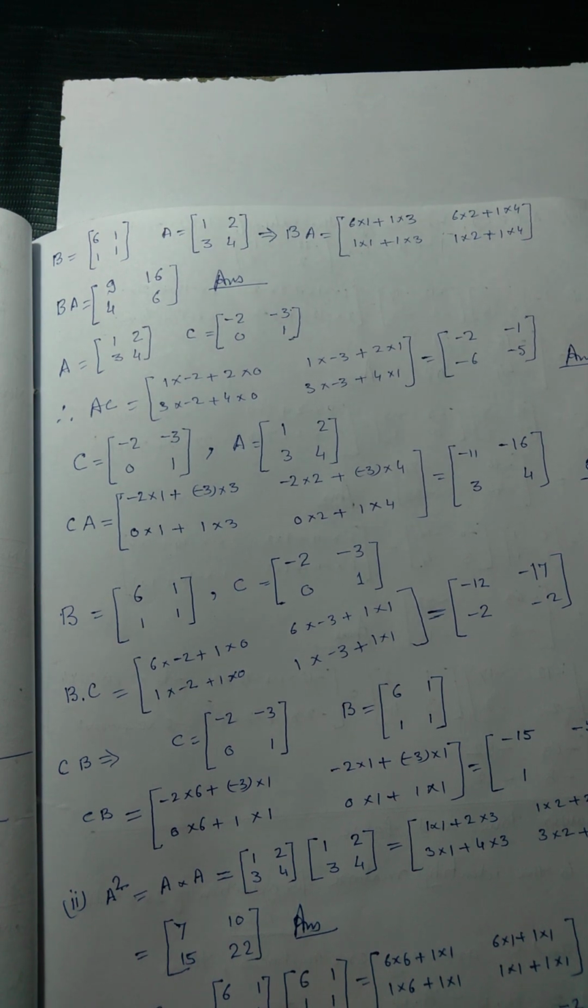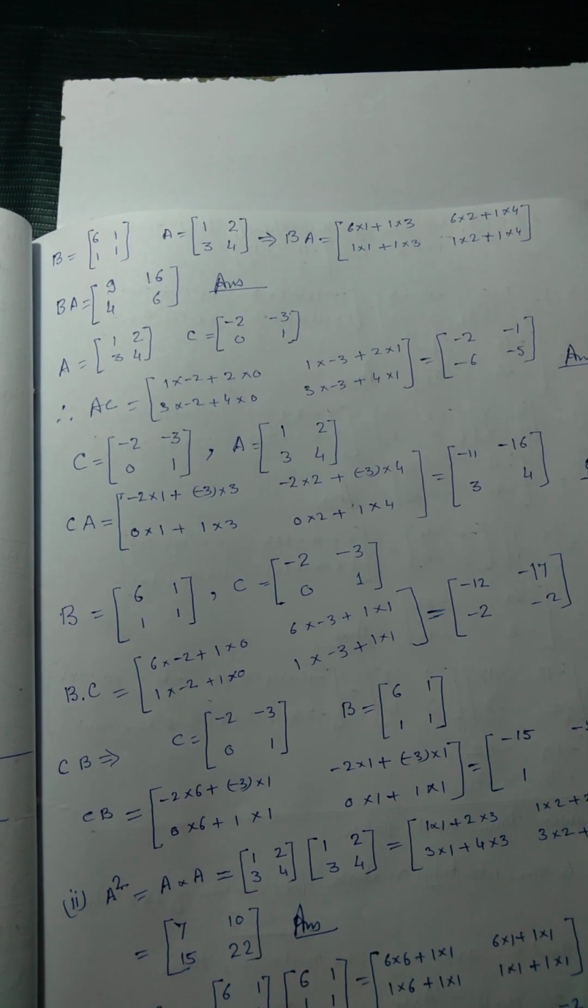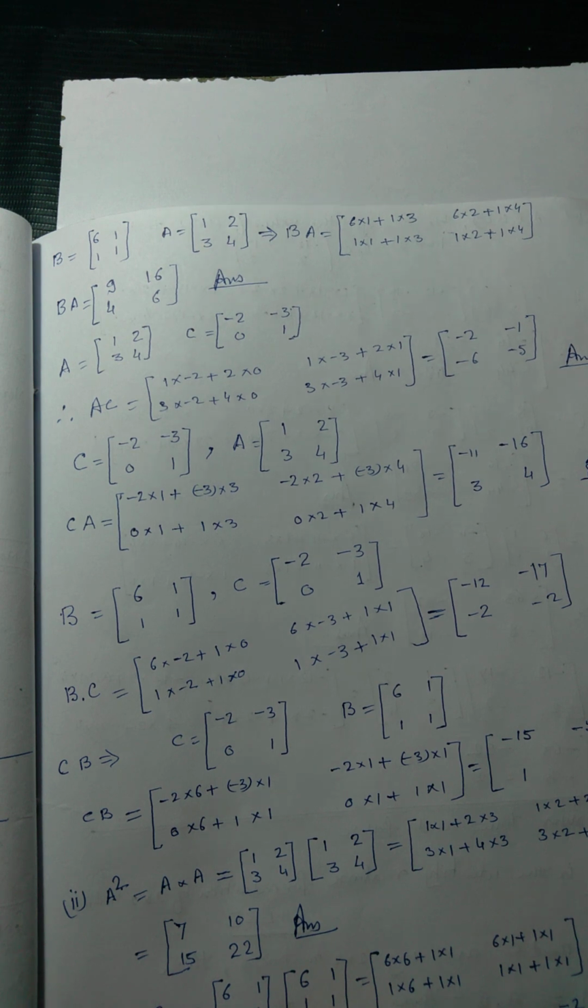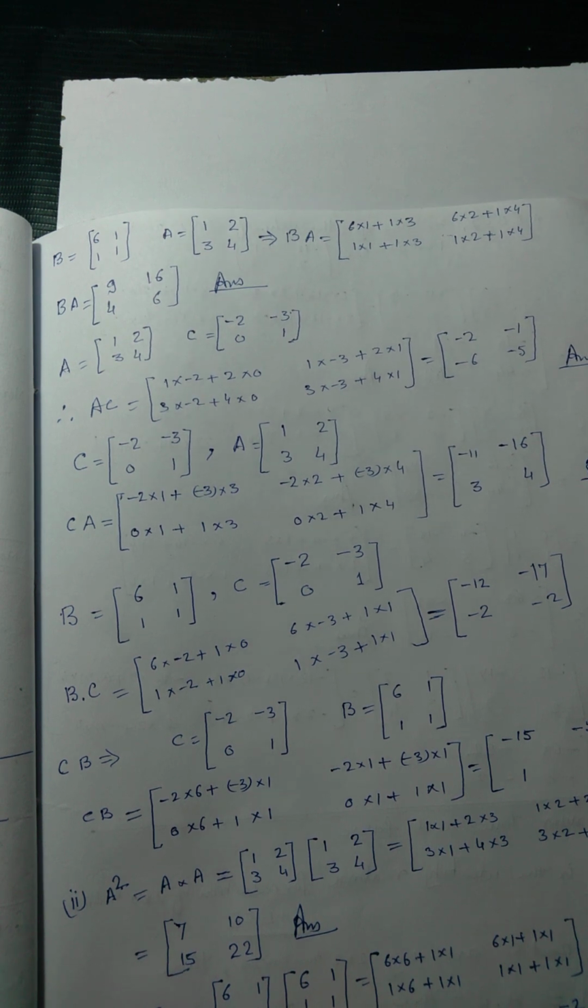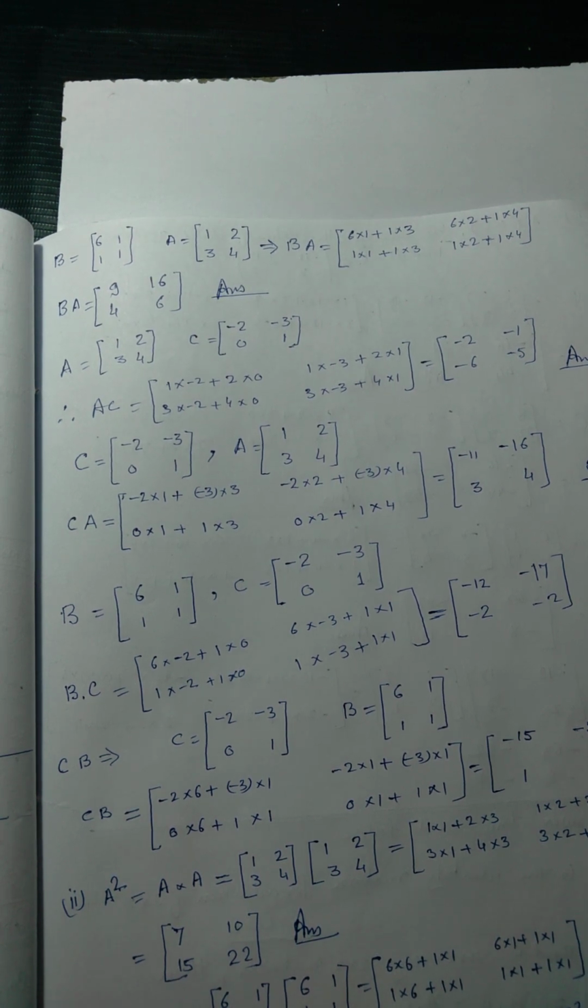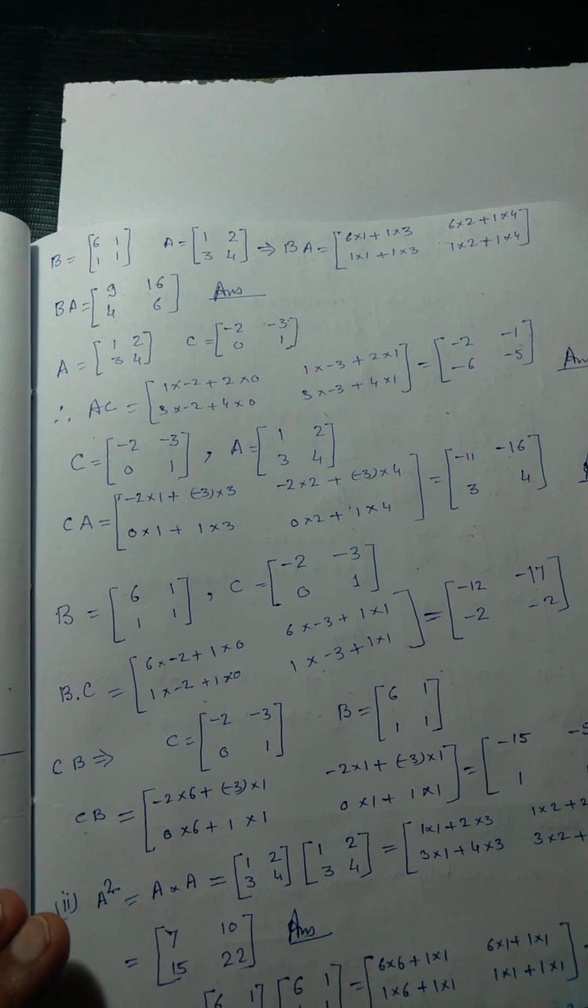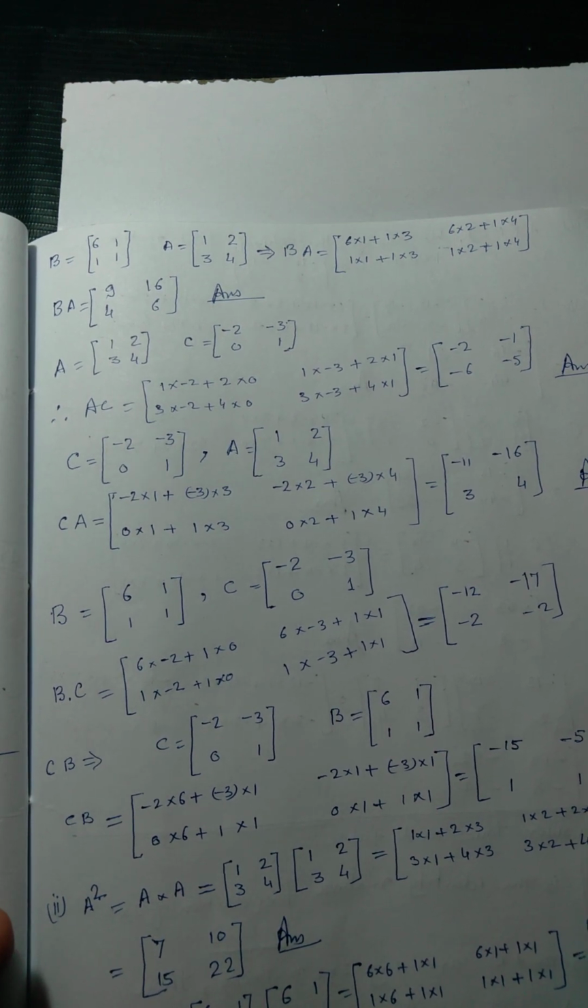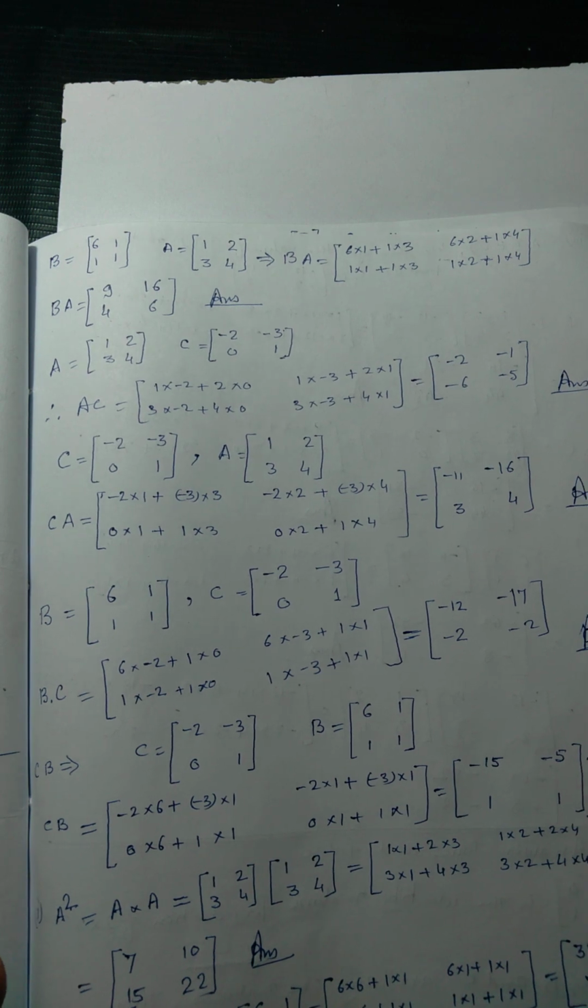Now proceed for c square, that is c into c. I have written c twice and elaborated it for the multiplication purpose. So we will get here 4, 3, 0, 1. This will be our answer for c square, that is c into c.